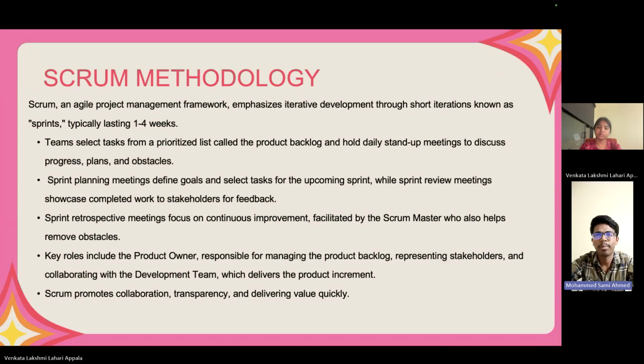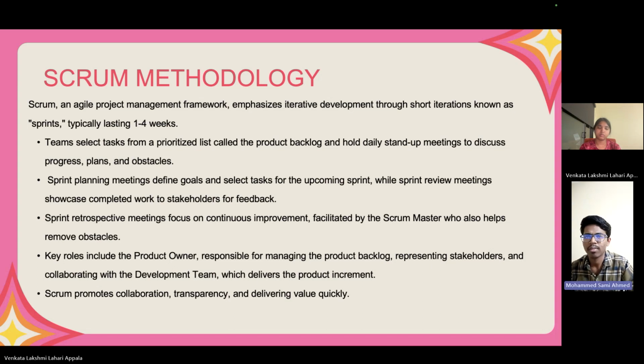So Scrum methodology. In this project, we have gone through different Scrum methodology. Scrum methodology is nothing but an agile project management framework which iteratively develops through short iterations known as sprints. It will typically take 1 to 4 weeks, in between half a month or 1 month. The first point is that the team selects tasks from a prioritized list called the product backlog and holds daily stand-up meetings to discuss progress, plans, and obstacles.